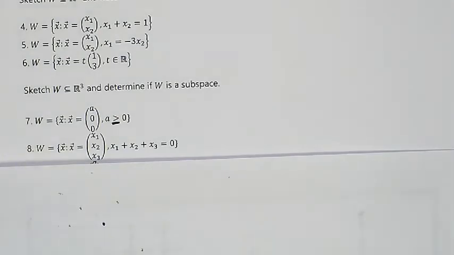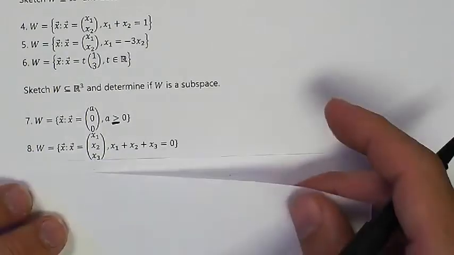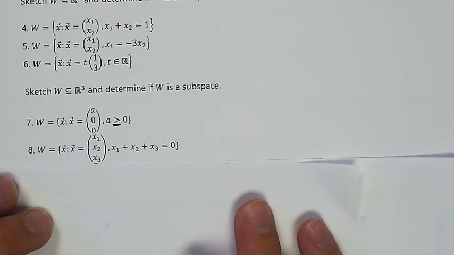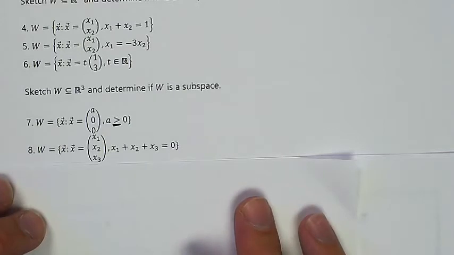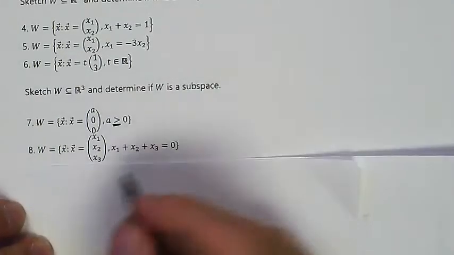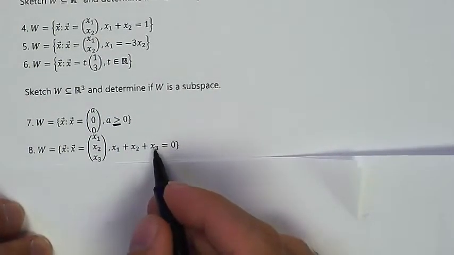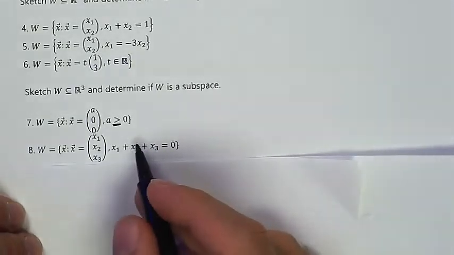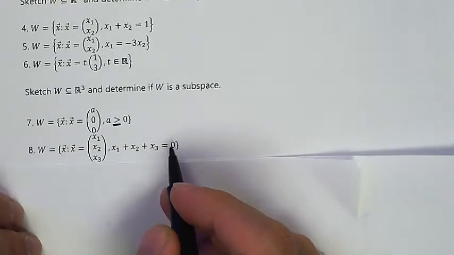Number 8. What is this one? All right, this is the one where all 3 of them add together to equal 0. This one's going to be tough to draw, because I tried to draw it in class and it didn't really go that well. I had an idea, though. I'm going to draw you a kind of side view of this. Basically it's the plane x plus y plus z equals 0, and it runs through the origin. Well, that's a good sign.